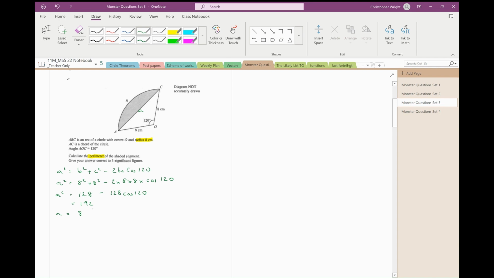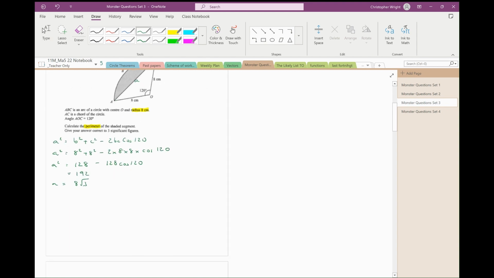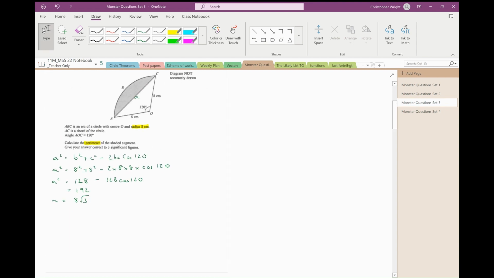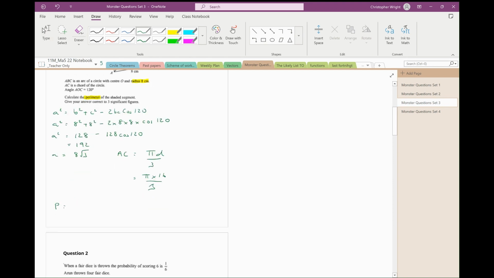Okay. Right, the second part is the segment of the circumference, well, the arc. So that's the arc AC. The arc AC is going to have a length of a third of the circumference, isn't it? Because it's 120 degrees out of the 360. So it's pi times 16 over 3. So the entire perimeter is going to be made up of 8 root 3 plus 16 pi over 3.